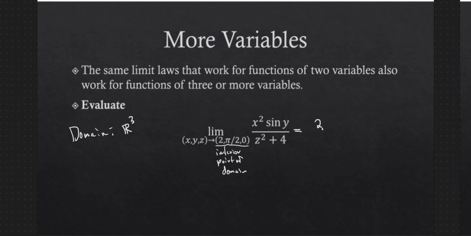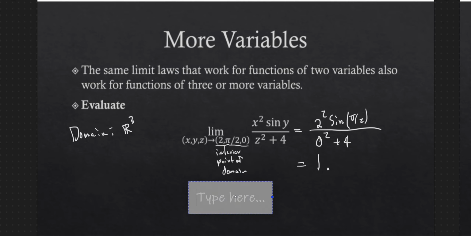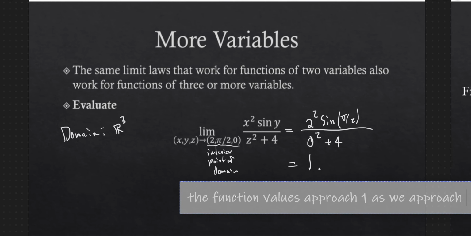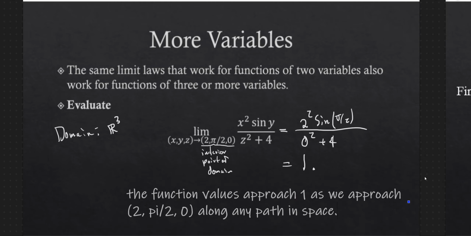So 2 in for x, so that's 2 squared, sine of y, which is approaching pi over 2, and then over z squared, well, that's going to 0, so that's 0 squared plus 4. Sine of pi over 2 is 1, 2 squared is 4, so this is 4 over 4, or just 1. So what this means is that the function values approach 1 as we approach the point (2, pi over 2, 0) along any path in space now. And so that's pretty cool.